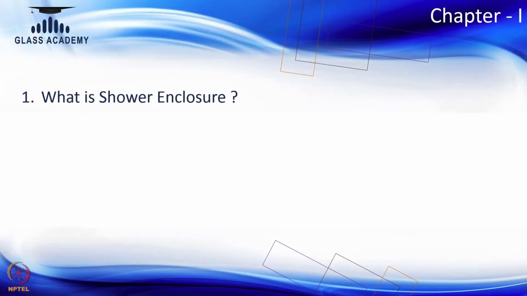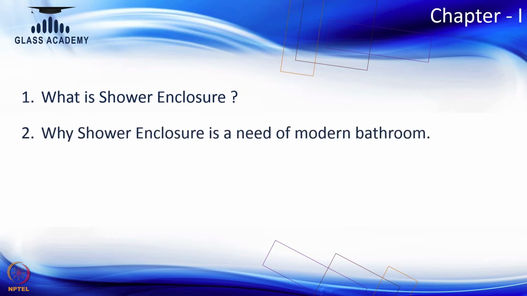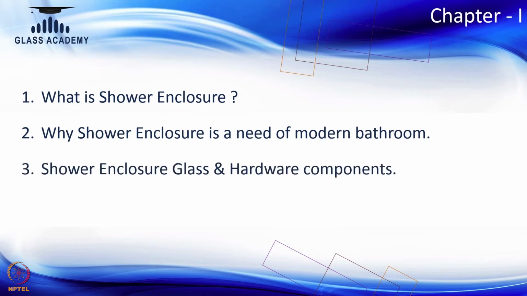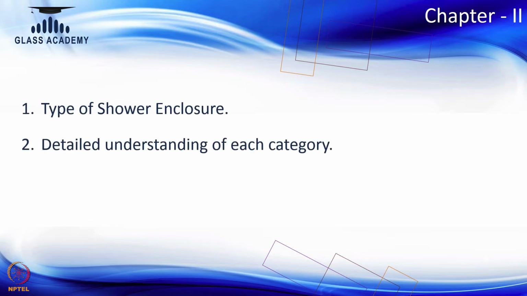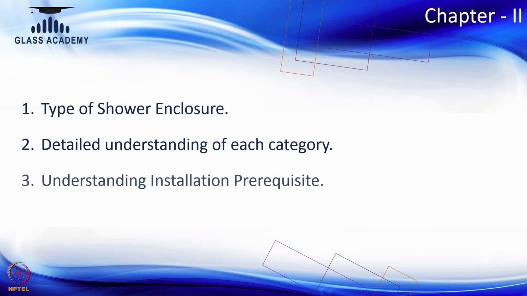In chapter 1 we will talk about what a shower enclosure is. Basically, we will understand what it is. Then we will go through the product understanding, that is, why a shower enclosure is needed in a modern bathroom concept. Then we will go through the shower enclosure and its hardware and glass components. In chapter 2 we will talk about the types of shower enclosure, each and every category in detail, and then of course understand the installation practices for this product.